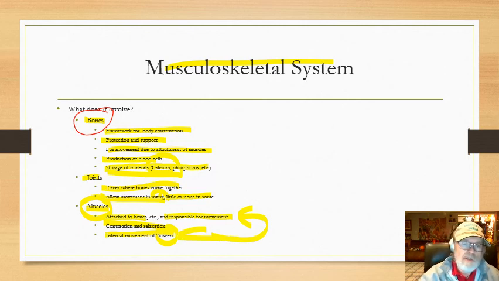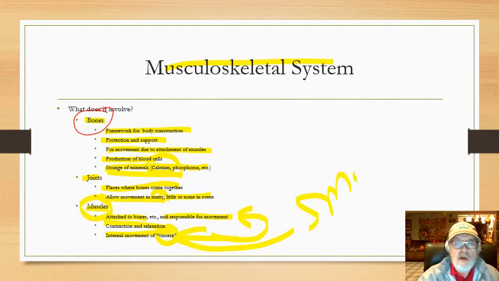So we do have skeletal muscle that might be a little bit involved, but most of the muscle that's involved in the viscera is called smooth muscle, which is a totally different type of muscle. It's still a muscle, but it's a different type of muscle. So that's what we see with that muscle.